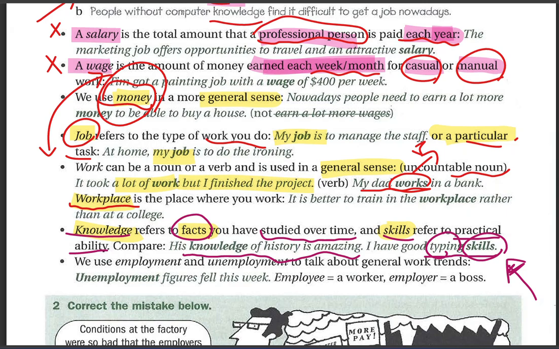And the next, we use employment and unemployment to talk about general work trends. And they are the opposite. Unemployment figures fell this week. So it means this week more people got jobs. The unemployment fell. Employee is the worker and employer is the boss. So the double E or ER at the end changed the meaning here.